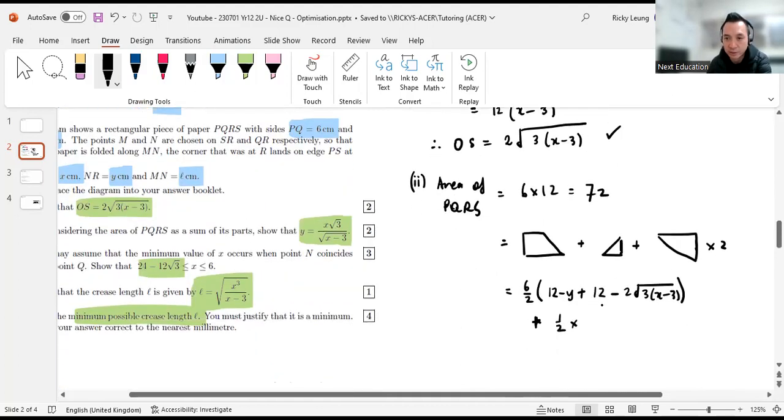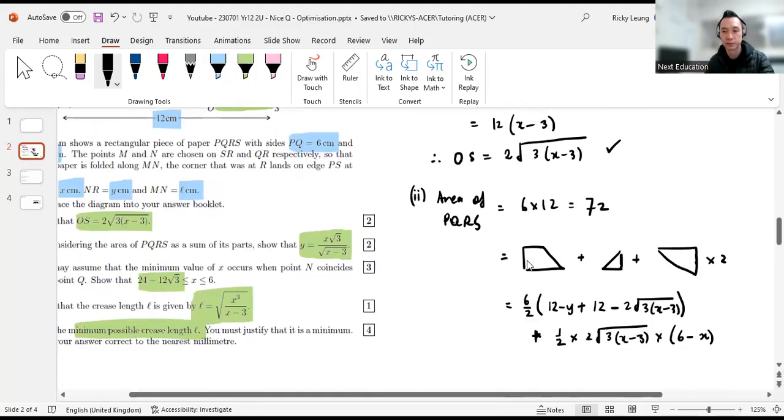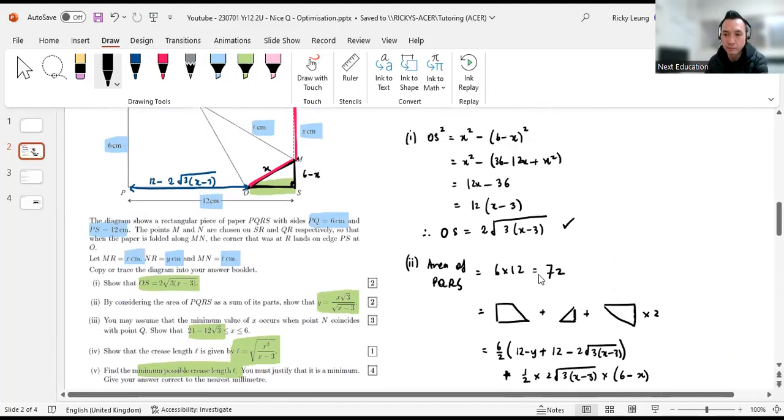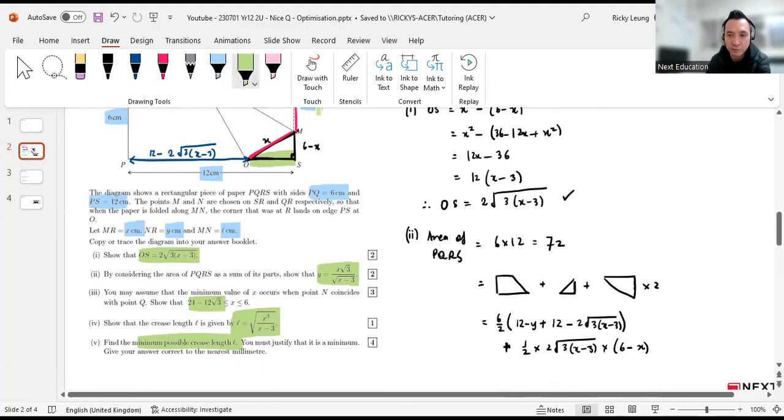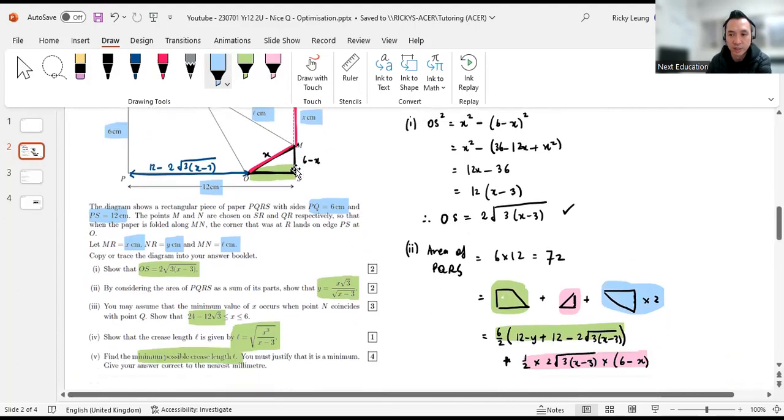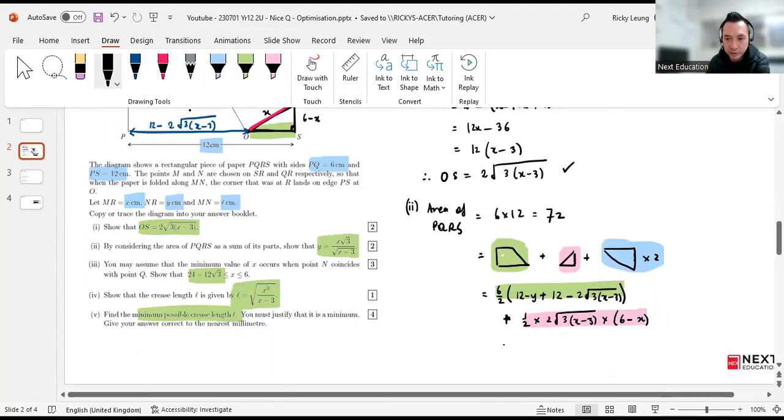Okay, so base, which is 2 root 3 x minus 3 times height, which is 6 minus x. Just check that. Yep, perfect. Okay, maybe I'll zoom out. So this guy is this. This guy is this. And last but not least, these two, which just looks like x times y, right? Half times x and y times 2. So equal plus a half x, y, and then multiply by 2, right? That's the blue part. Perfect.